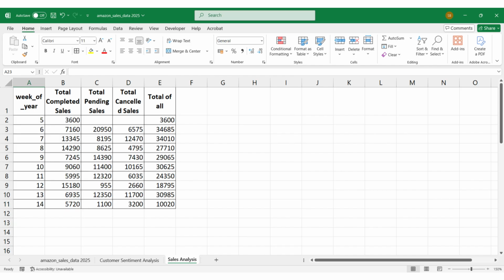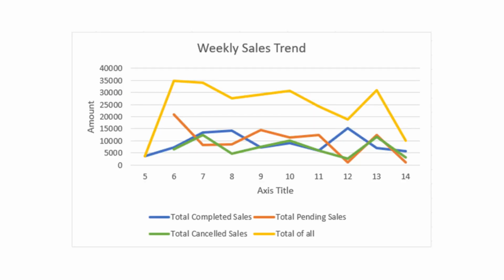Canceled sales. Now shifting focus to canceled sales. They started out low but rose sharply to a peak in week 7. Then in week 8, cancellations dropped. But that wasn't the end. Over the next 2 weeks, week 9 and week 10, cancellation numbers climbed again, reaching their highest point in week 10. Thankfully, in week 11 and week 12, things improved, with cancellations dropping significantly. And in fact, week 12 marked the lowest cancellation rate across the entire period.